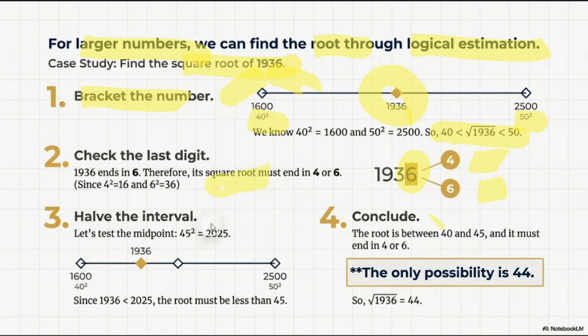Now next, halve the interval. It means the number between 40 square and 50 square will be 45 square. So 45 square is 2025. So we have halved the interval, and then we will place the given number 1936. You can say this number is coming between 40 square and 45 square. Now between 40 square and 45 square, you can clearly say that it must end with 4, right? It means the only possibility is 44. So the square root of 1936 is 44. So like that we can conclude it.